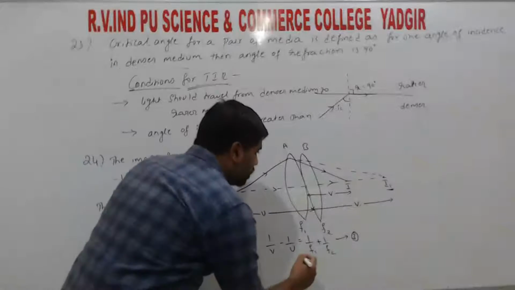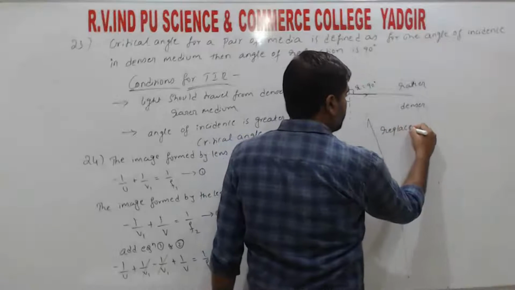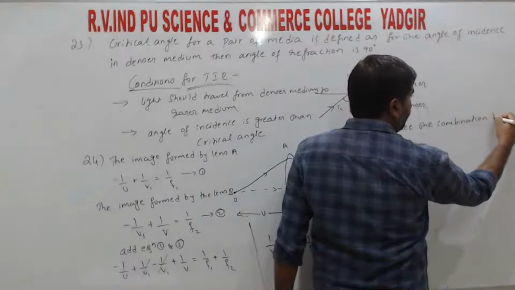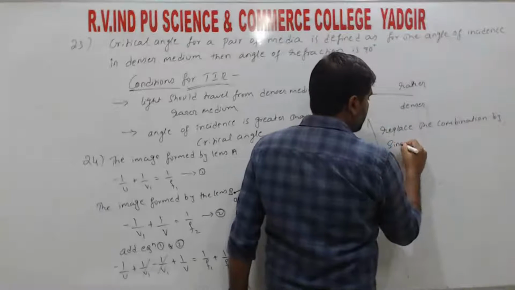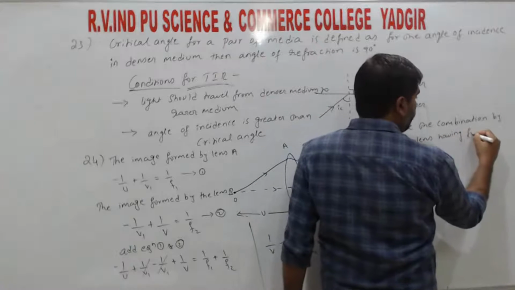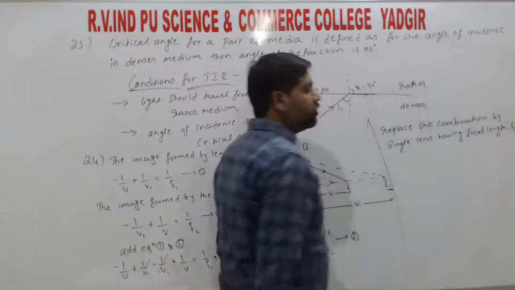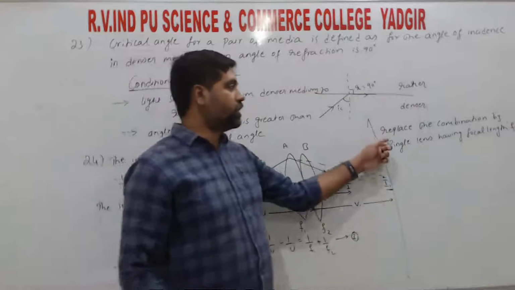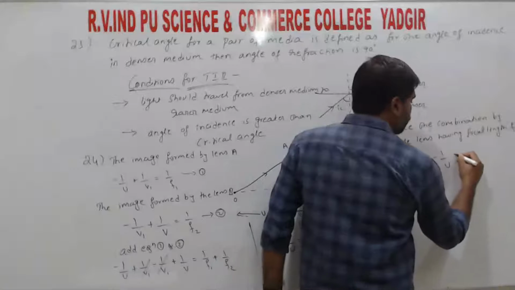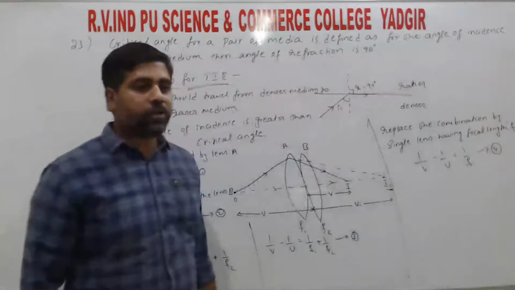So that becomes: replace the combination by a single lens having focal length f. There is no need for a diagram for that, so write it as a statement. So the lens formula: 1 by v minus 1 by u equals 1 by f. Take that as equation 4.